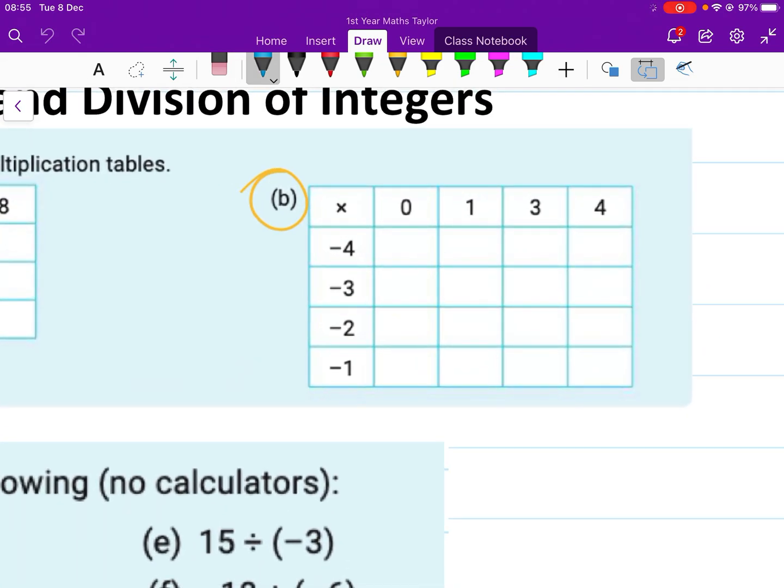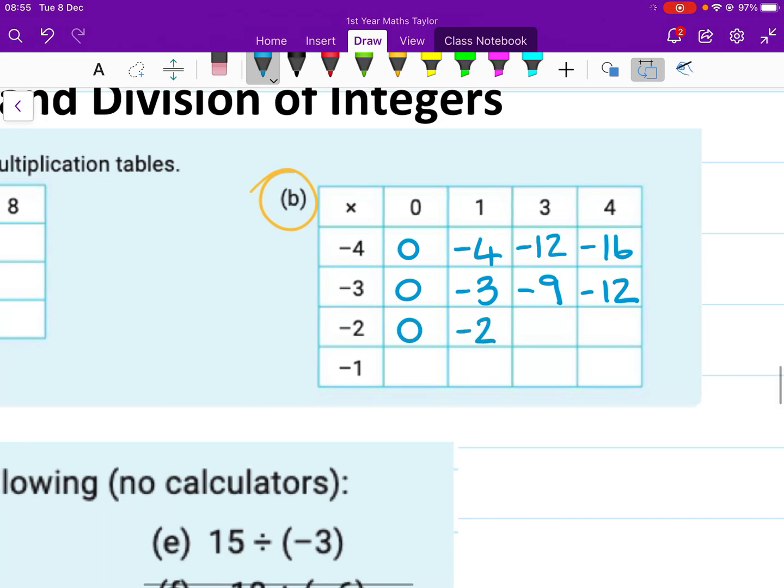Not sure why. So just to go through these answers: minus 4 by 0 is 0, minus 4 by 1 is minus 4, minus 4 by 3 is minus 12, minus 4 by 4 is minus 16. Next one down, minus 3 by 0 is 0, minus 3 by 1, minus 3. Minus 3 by 3 is minus 9, minus 3 by 4 is minus 12. Minus 2 by 0 is 0, minus 2 by 1 is minus 2, minus 2 by 3, minus 6, minus 2 by 4, minus 8.